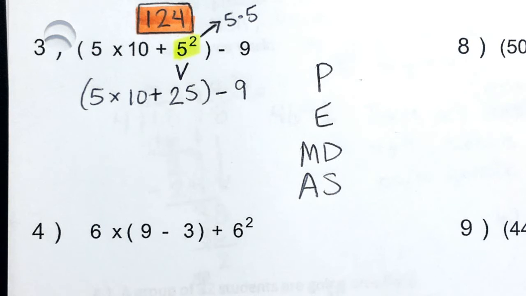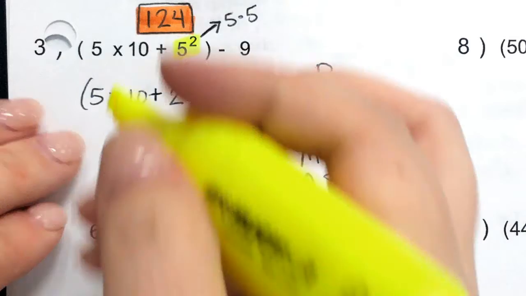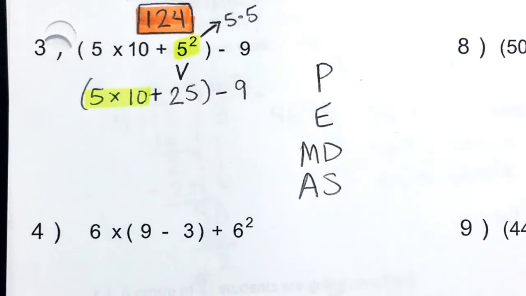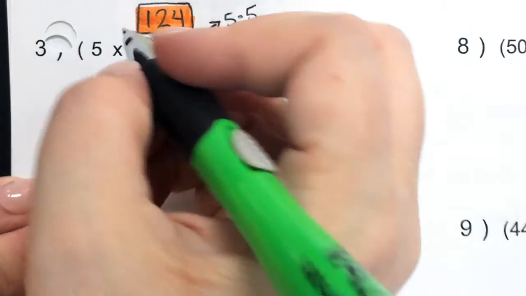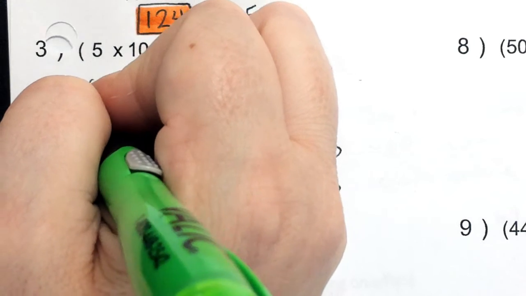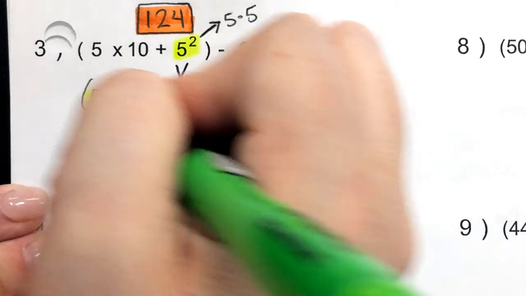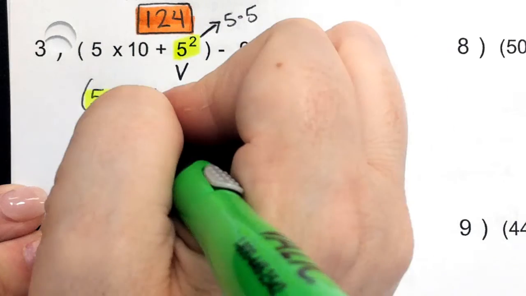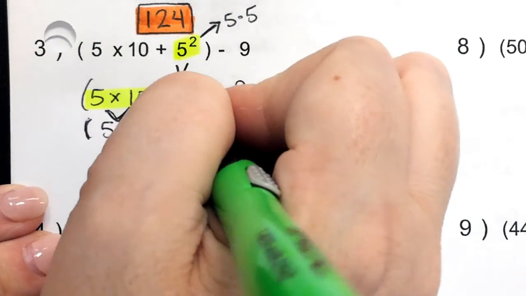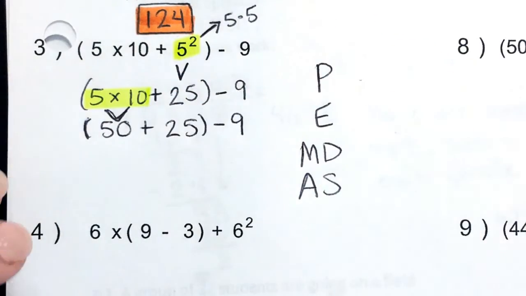Alright, Ethan, what's going to be next? So we're still inside the parentheses. Inside the parentheses, it does say 5 times 10. We need to multiply first before we add. 5 times 10 gives me 50 plus 25 minus 9. Make sure we still have the parentheses.